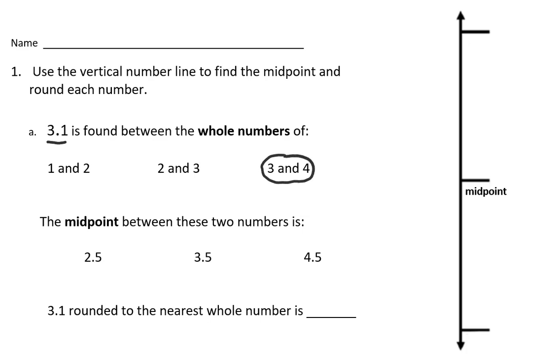I'm going to take those numbers and put them on the vertical number line. I'll put the smaller number at the bottom. So we'll put the 3 here, and then the 4 at the top. And go back to my question.